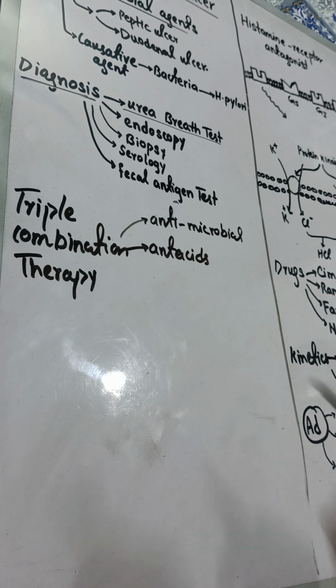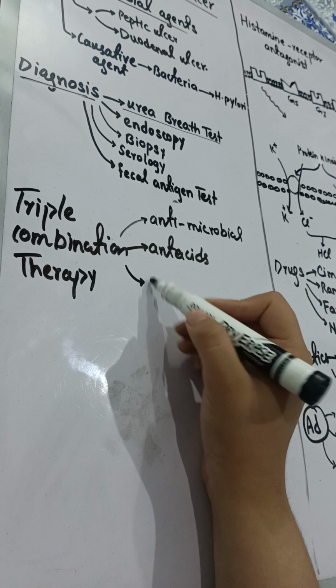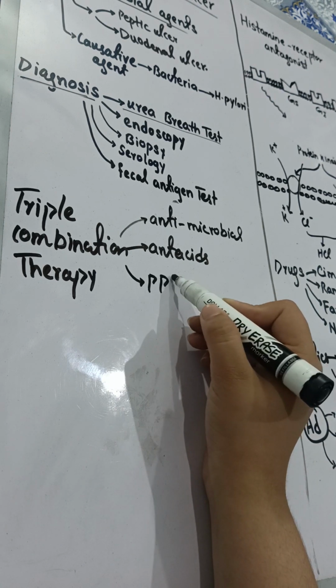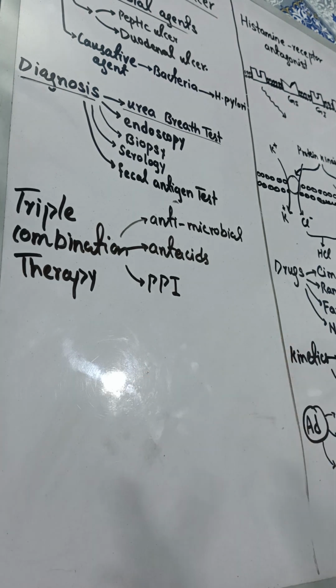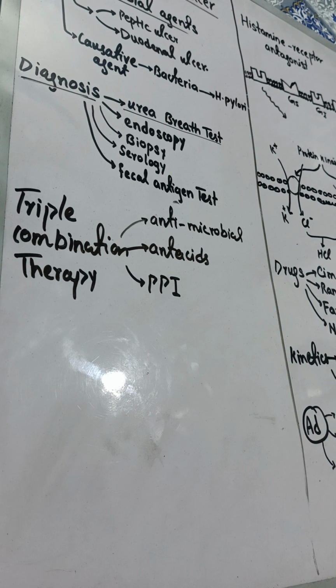And thirdly, you will give a proton pump inhibitor. I am writing it as PPI, proton pump inhibitor. We will discuss it in this lecture till the last end, so therefore watch this video from the initial to the final end. So these are the three combination therapy for it.